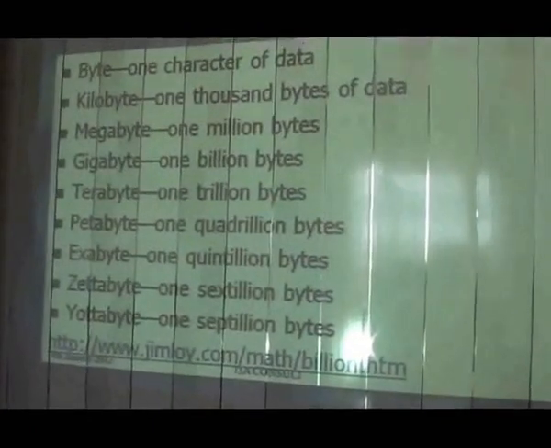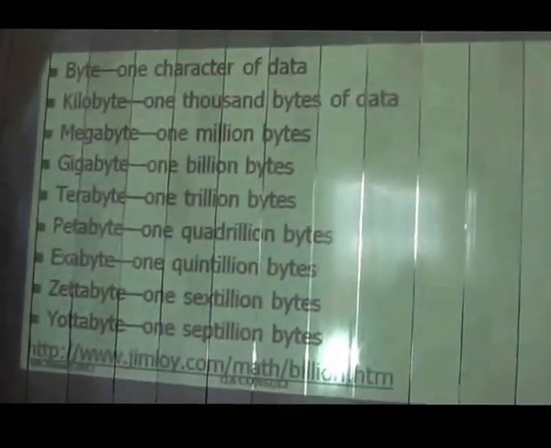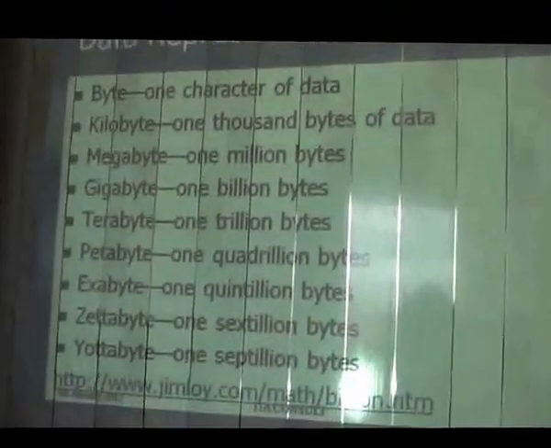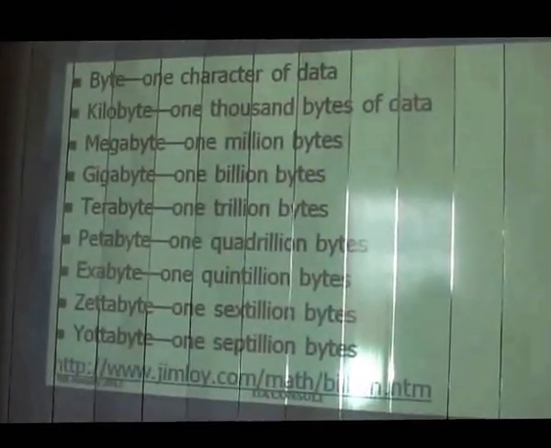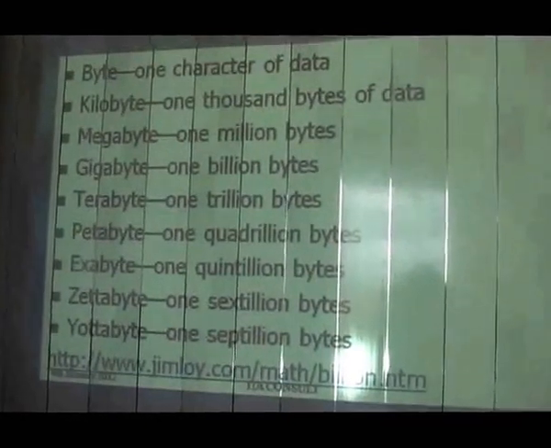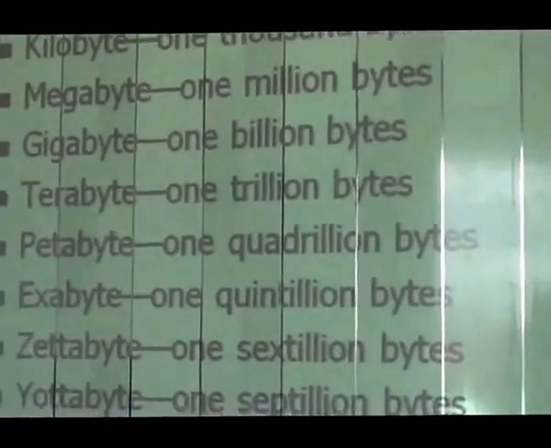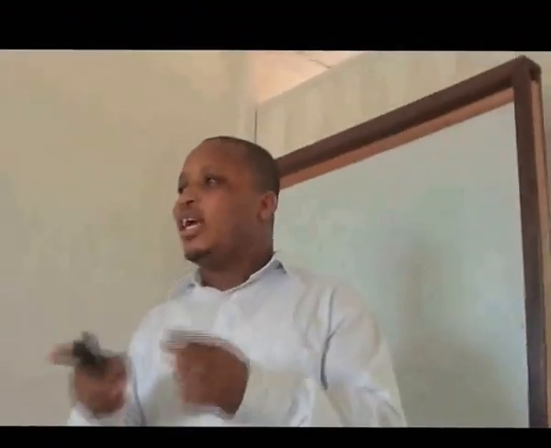Now the first is a bit. Now 8 bits make a byte. A byte is equal to 1 character. So if you type the letter A, the space it occupies is called a byte. If you type the number 1, the space it occupies in memory is a byte.